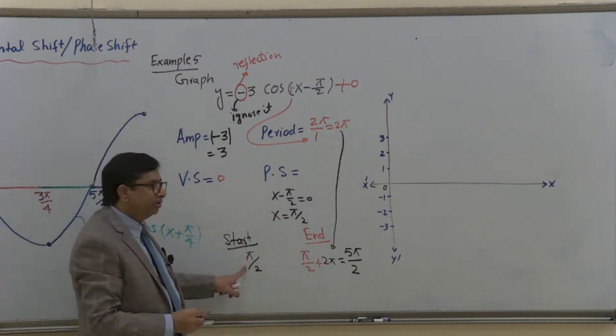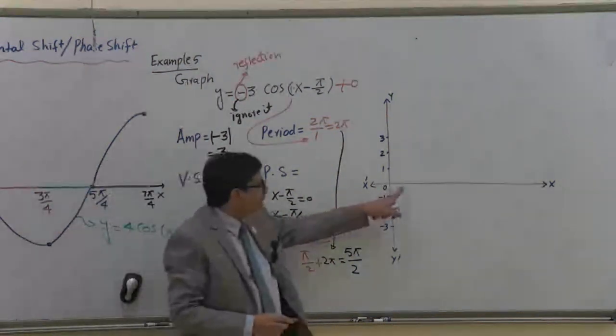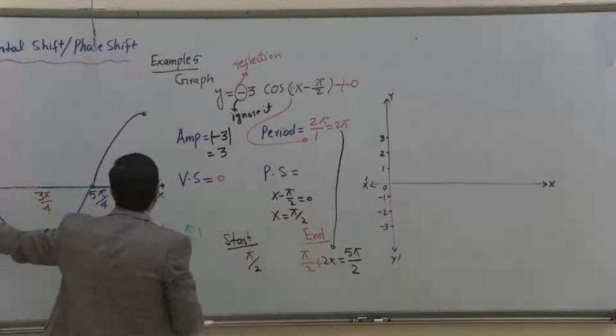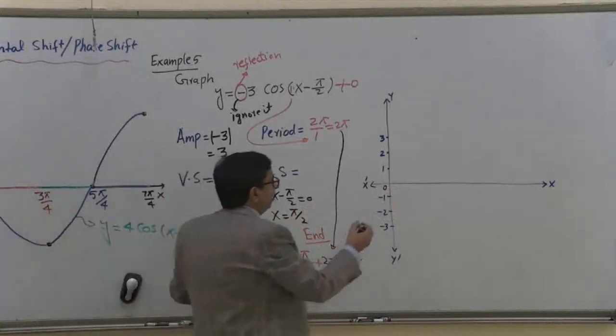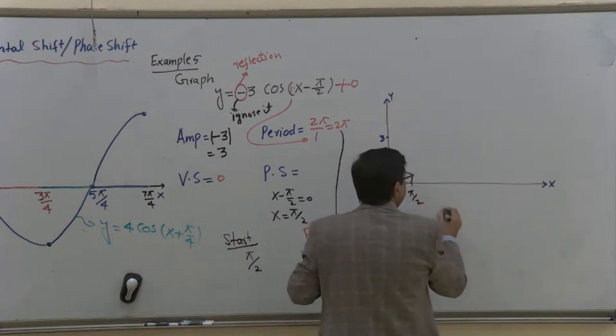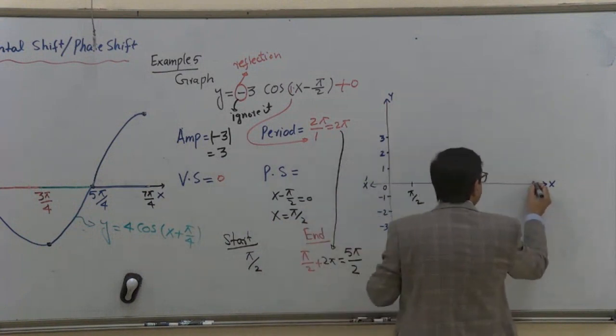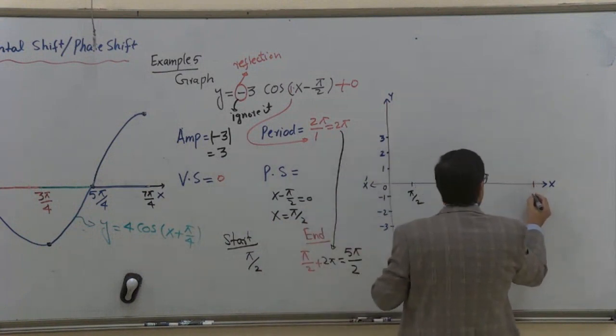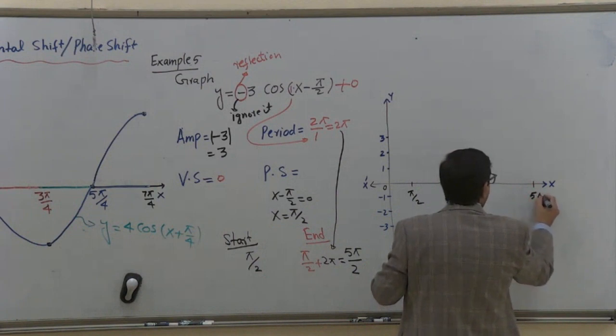Pi over 2 is positive. It will start from the positive direction, but in the previous question, it was starting from the negative. So I write over here pi over 2. Then the end point I write over here, which is 5 pi over 2.